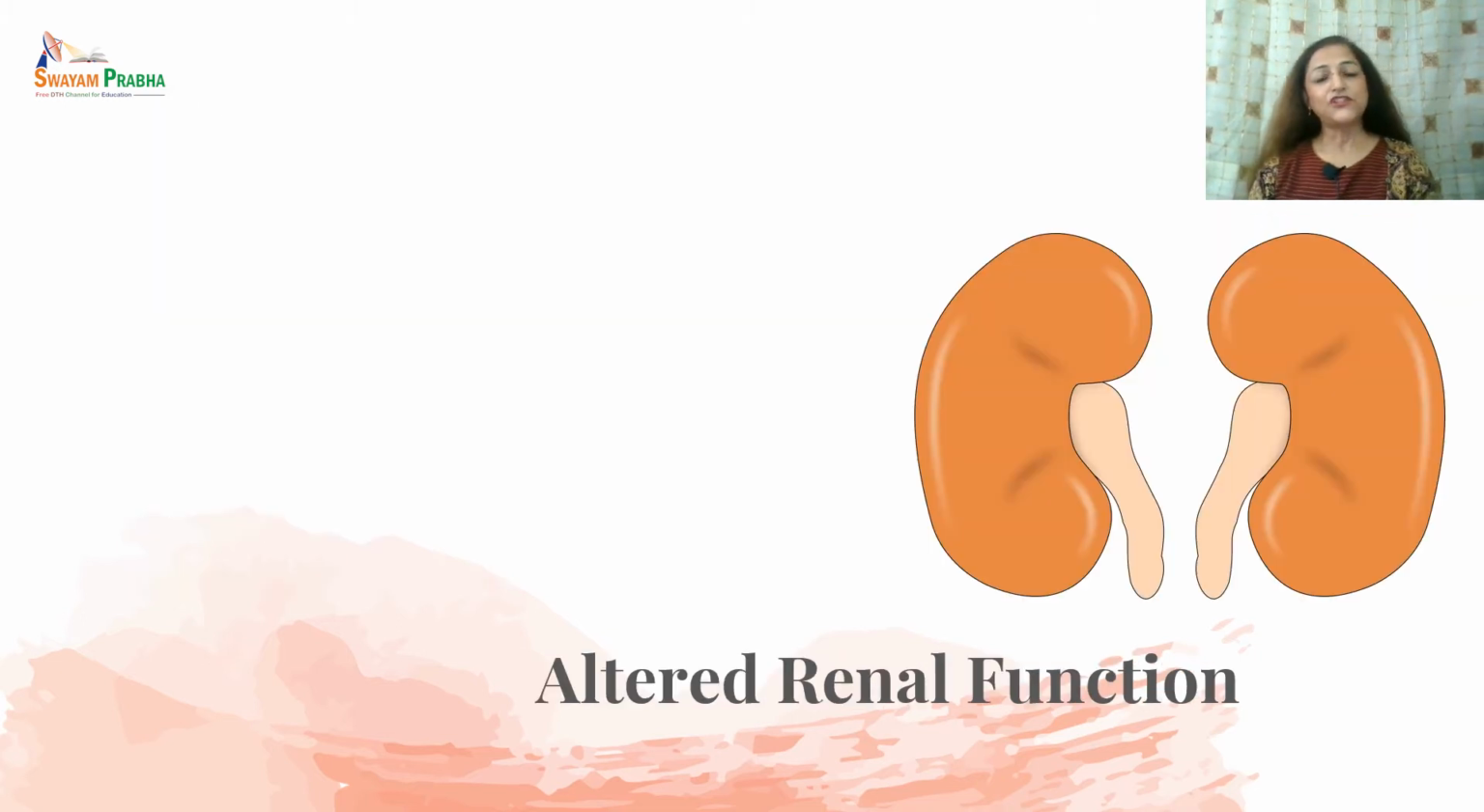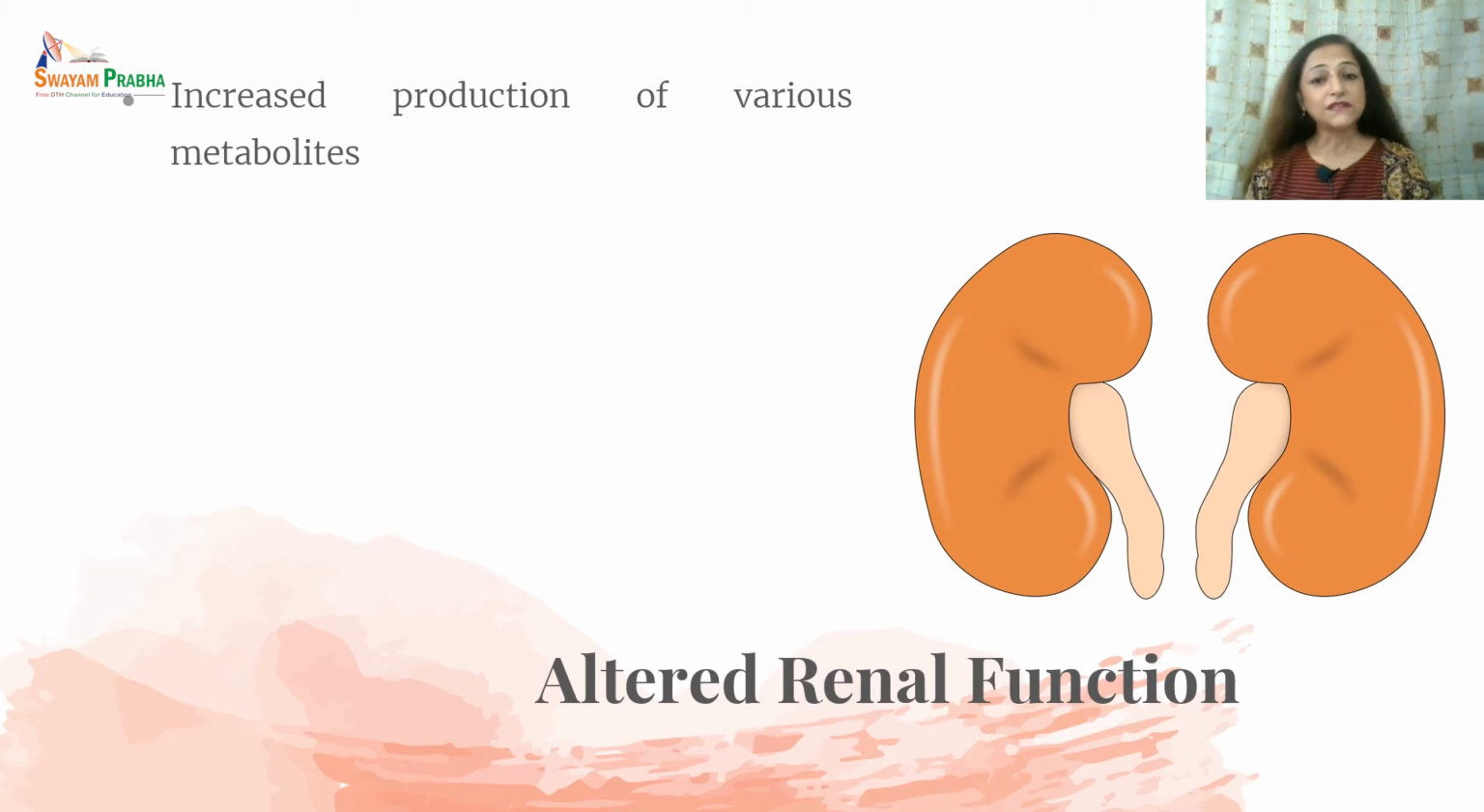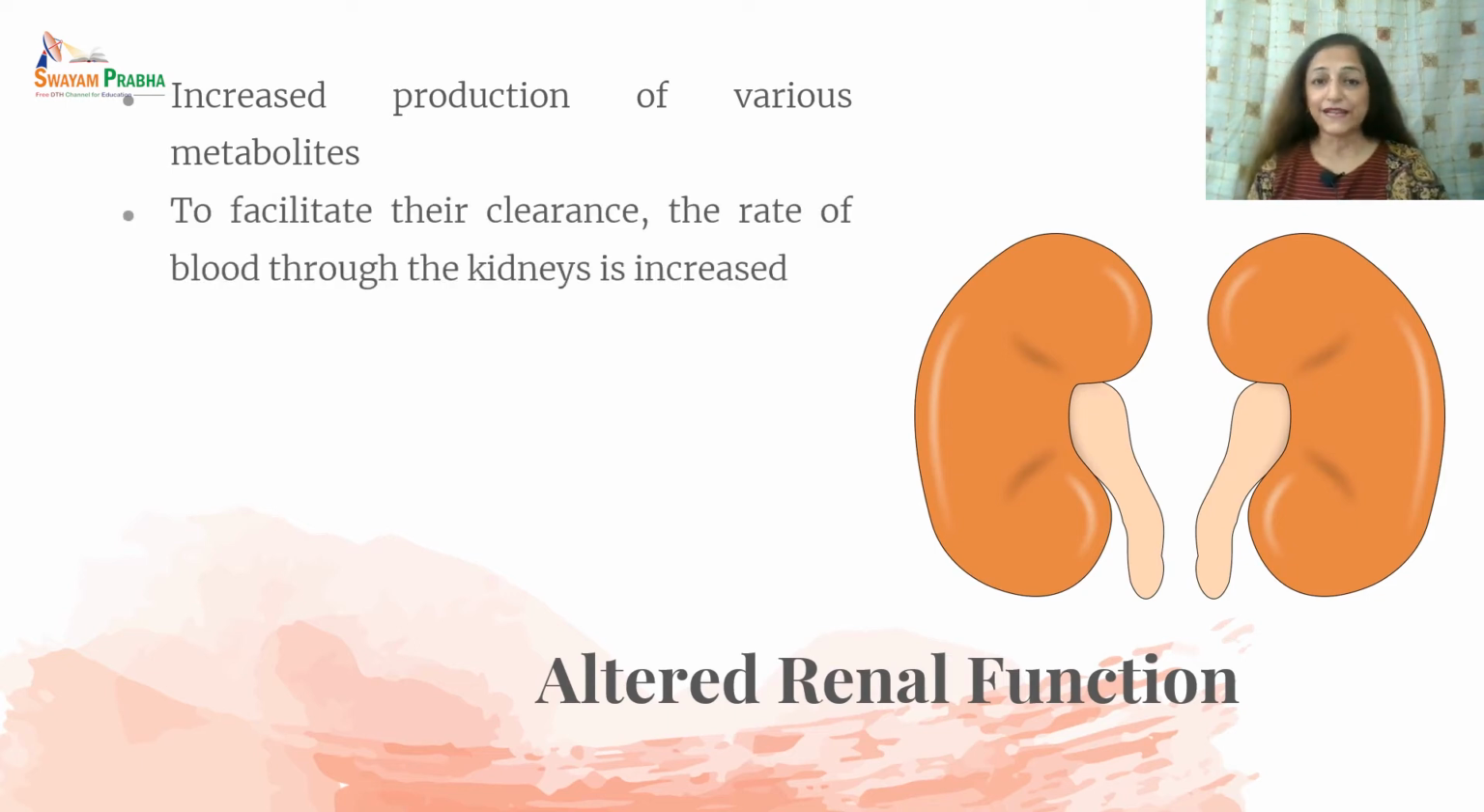So what are the changes happening to the renal function in the pregnant woman? As we know, there is increased production of various metabolites such as creatinine, urea, and other waste products due to the higher basal metabolic rate and growth of the fetus. So, to facilitate this clearance, the rate of blood flow through the kidneys is increased, with a subsequent increase in the rate of glomerular filtration in the nephrons.